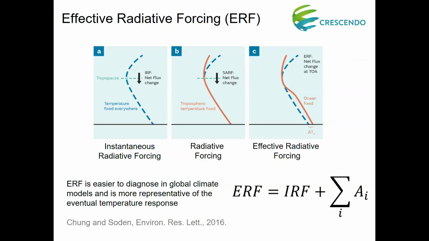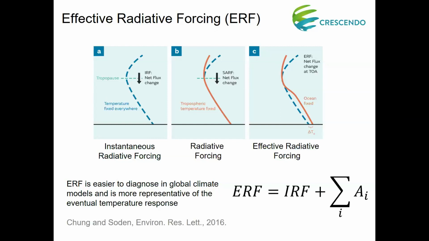So I'm going to use the effective radiative forcing as the metric of choice here for climate forcing. And this is represented by this cartoon on the right-hand side. So we diagnose it by looking at the top of atmosphere radiative fluxes, and it incorporates an instantaneous radiative forcing, but it also includes adjustments, be it on the land or in the atmosphere, that can also influence the radiative fluxes. It's fairly easy to diagnose in global climate models because it's using standard top of the atmosphere radiative fluxes, and it's also more representative of the eventual temperature response than the traditional metric for radiative forcing, which is represented here in the middle, which we call the stratospherically adjusted radiative forcing.